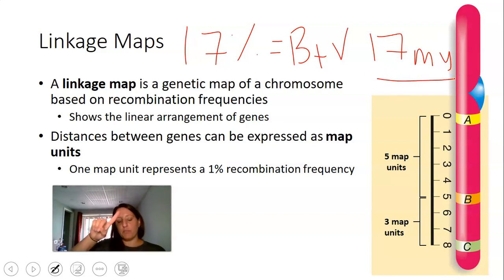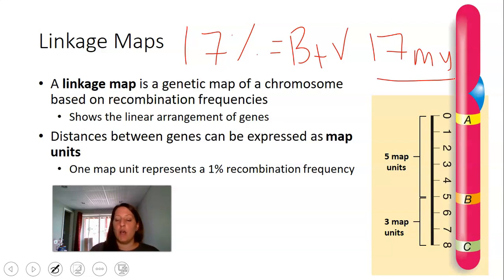So 1% recombination equals 1 map unit. A map unit is the distance on a chromosome. Okay? So from that, we can create a linkage map. If you have a couple of different genes and you know the recombination frequency between each of those genes, you can figure out the linear order of those genes on a chromosome. That's called a linkage map.